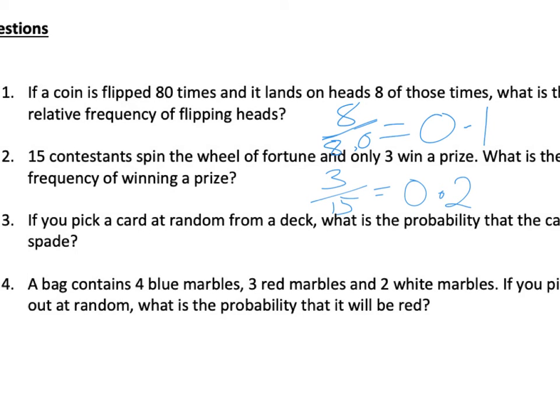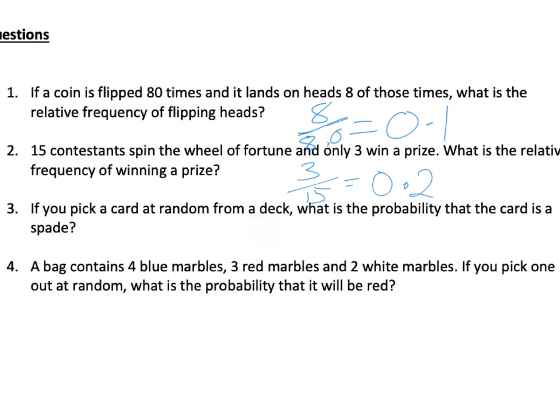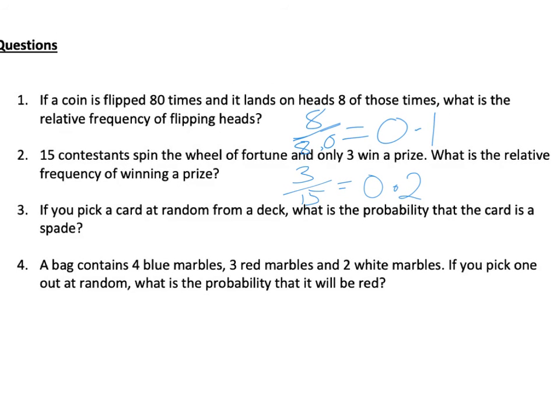Number 3 is based around a deck of cards again. So you're picking a card at random from the deck, and they want to know what the probability is that the card is a spade. So each suit of cards has 13 cards in it, and there's 52 cards in total in the deck. So we've got 13 cards that are spades out of 52 total cards. Put that into your calculator and you get 0.25 as a decimal.